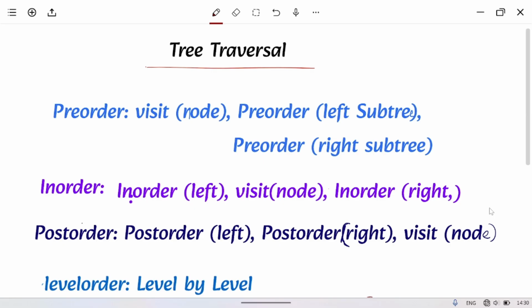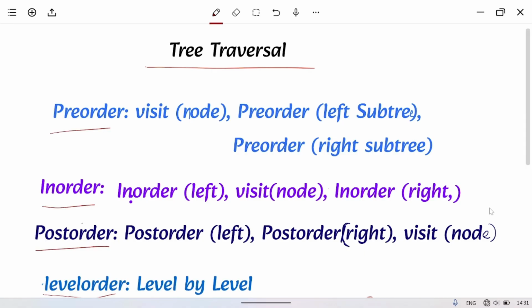But if the data structure is non-linear, like a binary tree, the possible traversals are pre-order traversal, in-order traversal, post-order traversal, and level order traversal. In pre-order traversal, first we visit the node, then perform pre-order traversal for the left subtree, then pre-order traversal for the right subtree. In in-order traversal, first we traverse in-order left, then visit the node, then in-order right.